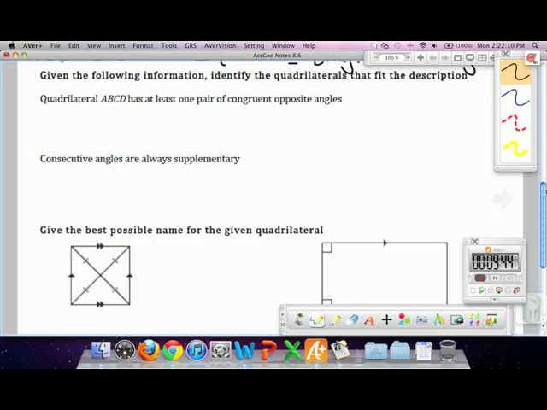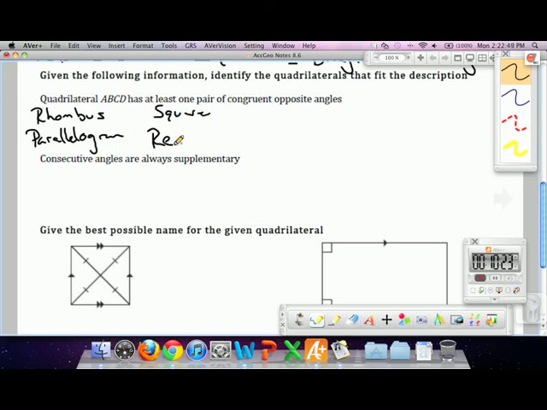A rhombus. Okay. Rhombus for sure. This description actually fits a more general category. Parallelograms in general have 2 pairs of congruent opposite angles, so it definitely has at least one. So anything that fits underneath that category of parallelogram certainly has at least one. In fact, they have two pairs of congruent opposite angles. So a rhombus is a parallelogram. What are some other figures that fit under this parallelogram category? Squares are parallelograms.